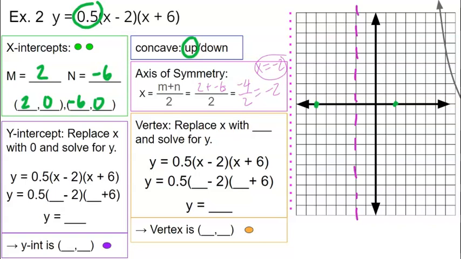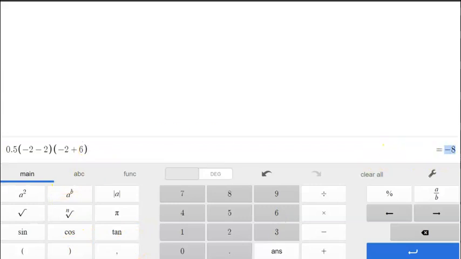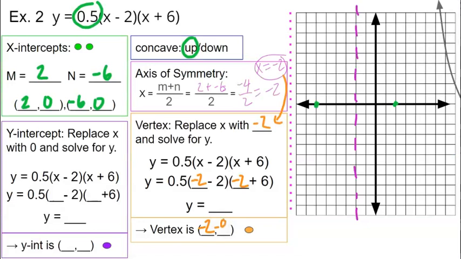So now we're going to solve for our vertex. We're going to replace that x with that negative 2 value and then solve for y. So I'll replace my x value with negative 2. And then again, we can use our Desmos calculator to evaluate. Just typing it all in, and then once we get to the end, we find out that our y value is negative 8. So our vertex is (-2, -8).